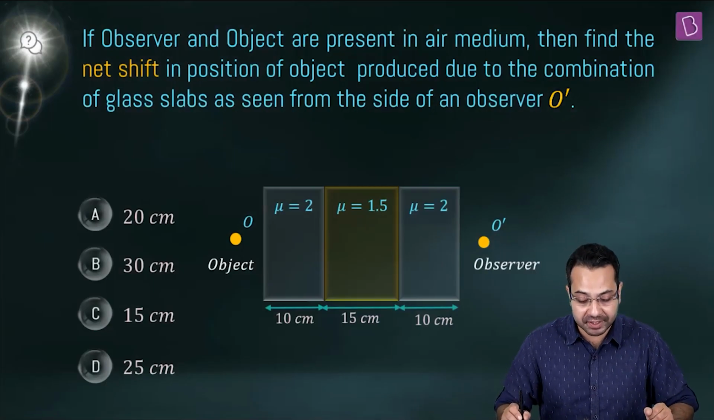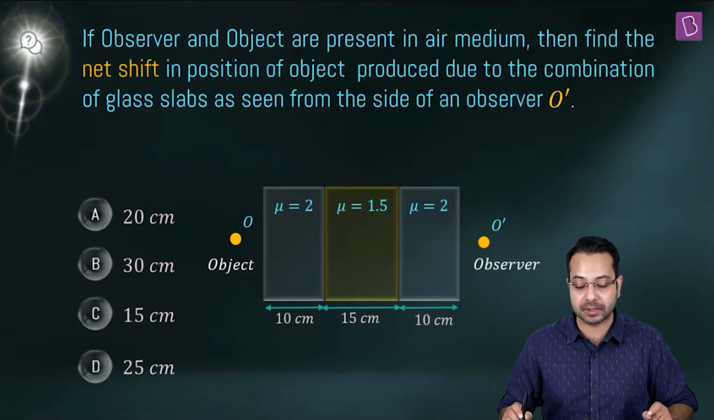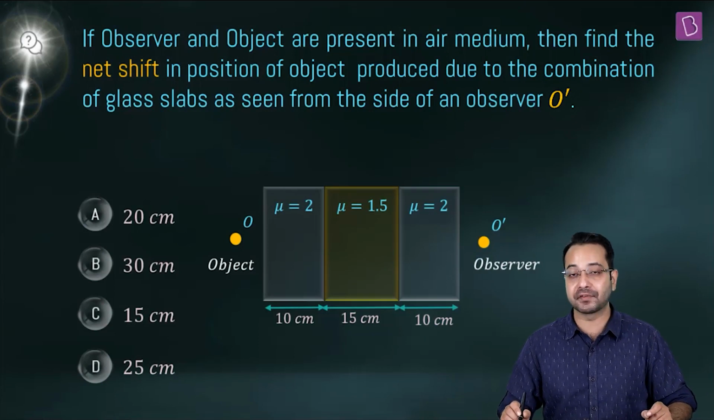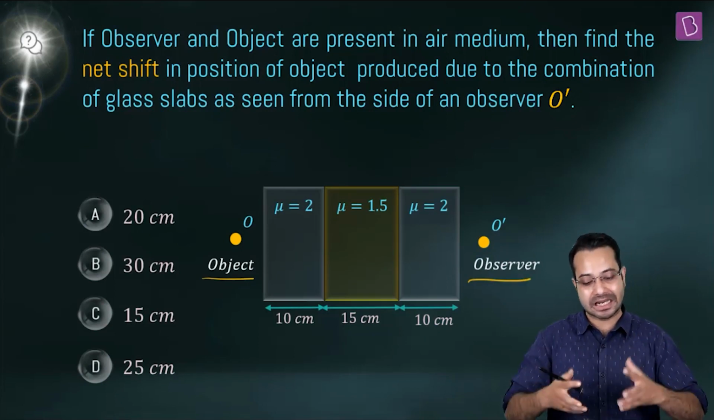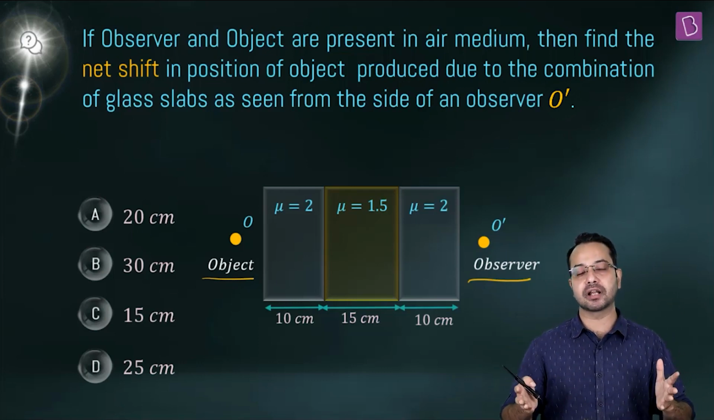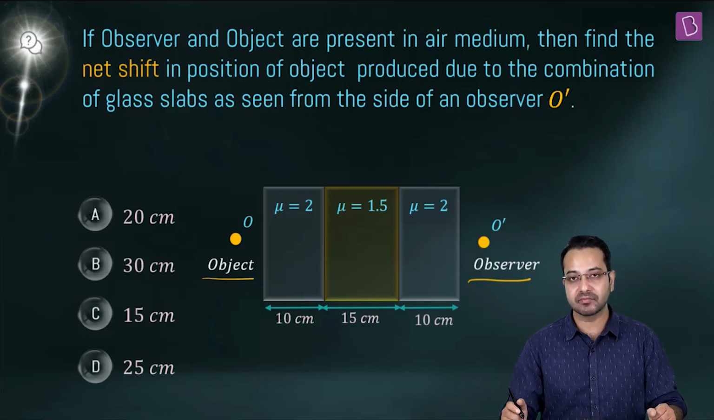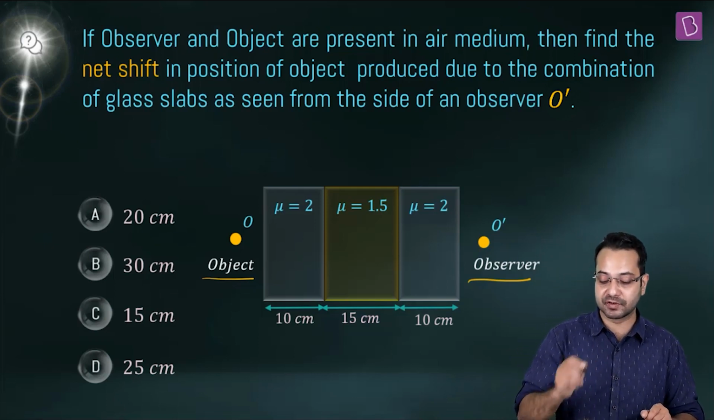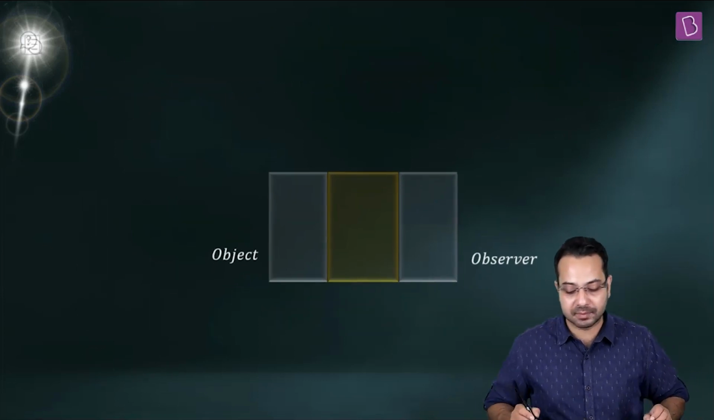If observer and object are present in air medium, then find the net shift in position of object produced due to the combination of glass slabs as seen from the side of an observer O. So there's an observer in air, there's an object in air, and in between there are three different glass slabs with three different refractive indices, and three different thicknesses as well. We have to find out what will be the shift in the position of the object as observed by this observer.